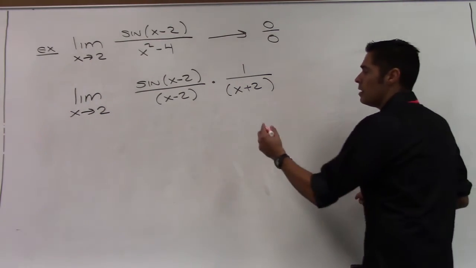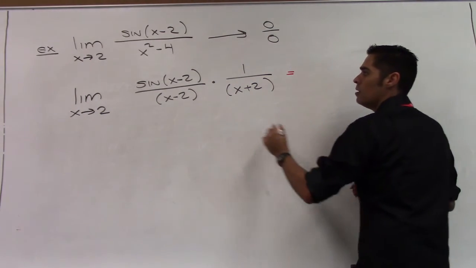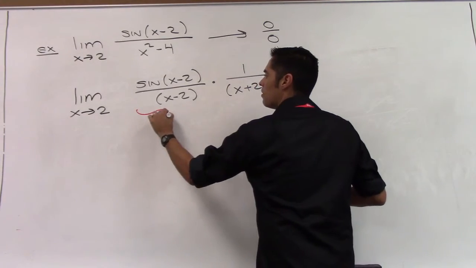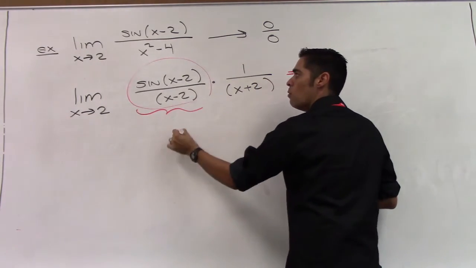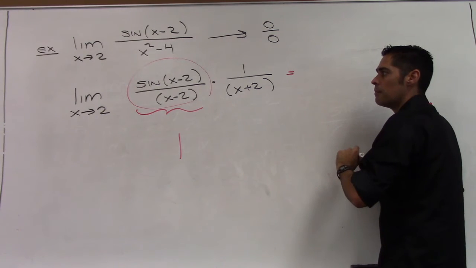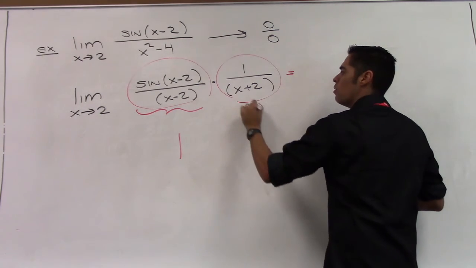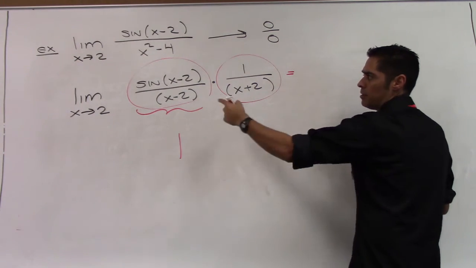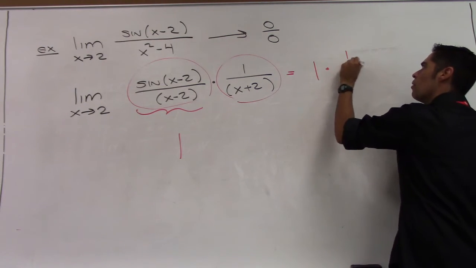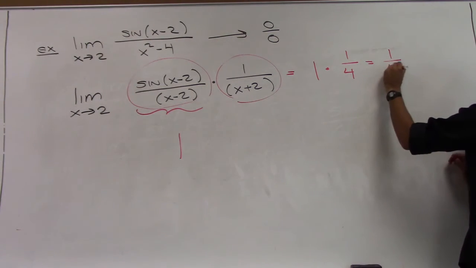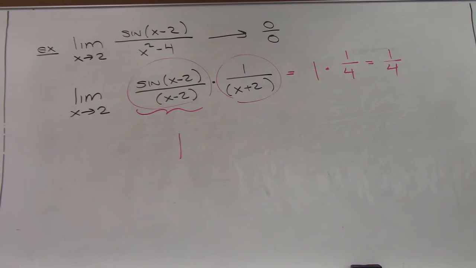So I'm going to say this is equal to, we know that this piece right here, the whole thing, turns into a 1. And then we know that this would turn into what? Replace it: 1 times 1/4, which is 1/4. So we get 1/4.